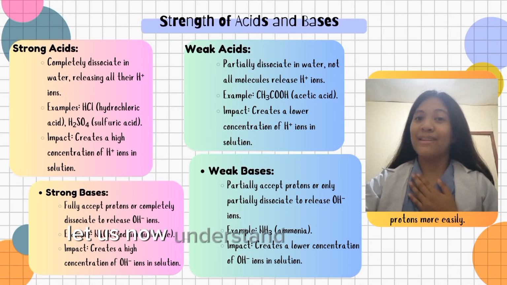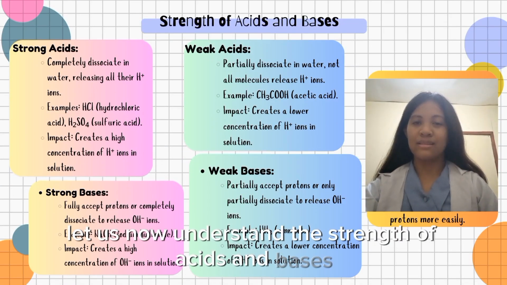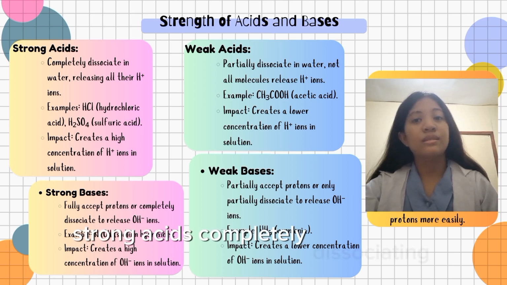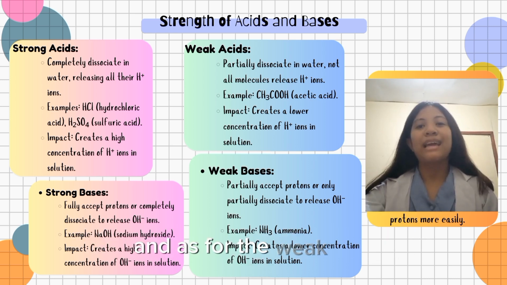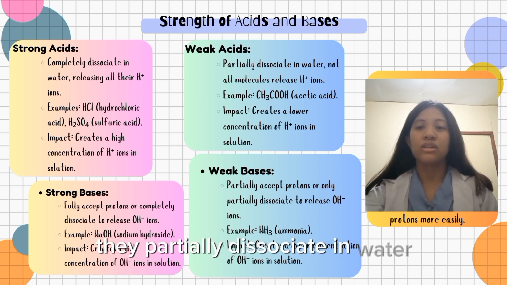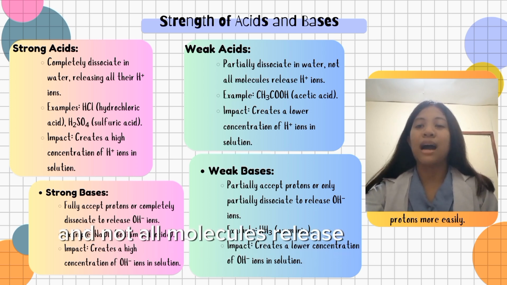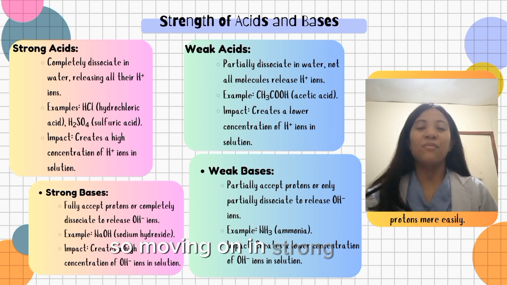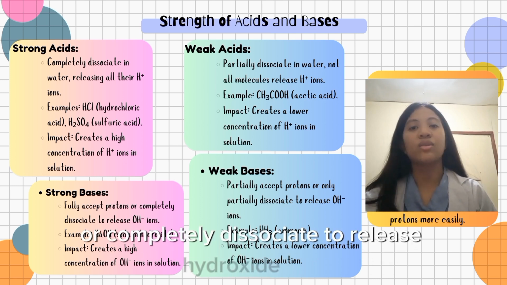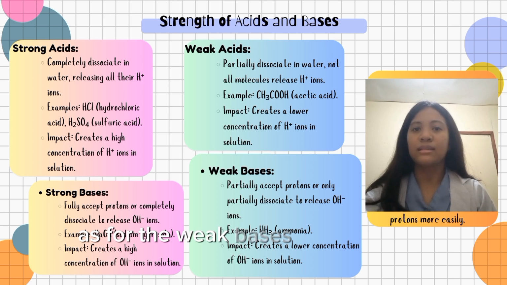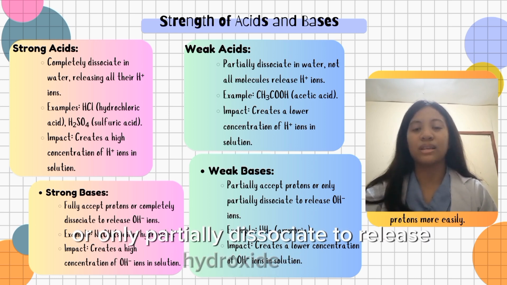Let us now understand the strength of acids and bases. So strong acids completely dissociate in water, releasing all of their hydrogen ions. And as for the weak acids, they partially dissociate in water and not all molecules release hydrogen ions. So moving on, strong bases fully accept protons or completely dissociate to release hydroxide ions. As for the weak bases, they partially accept protons or only partially dissociate to release hydroxide ions.